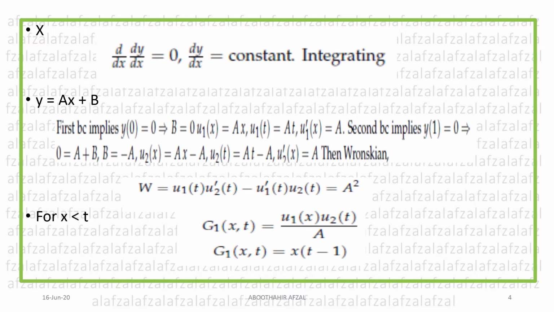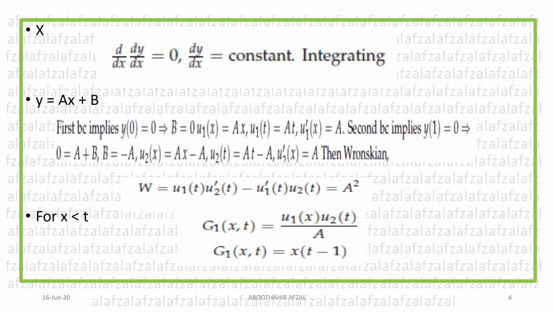That will become a square, because I get u1 dash equal to a, and u2 dash is also a. So if I multiply u1 into u2 dash, that will become a square minus u1 dash, u1 dash is a, but u2 of t is also at minus a. Then I substitute these values, and I will get a square.